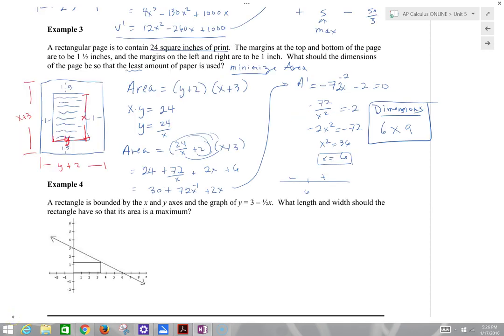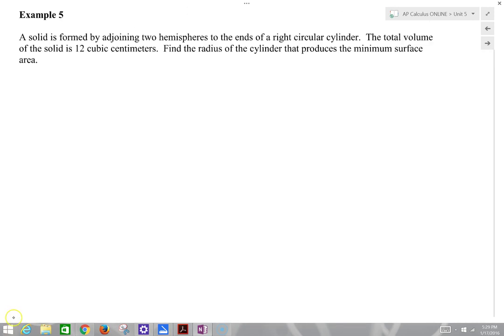Alright, you can see my picture. I added a little color so you can figure out there's a lot of things going on there. But I end up with the dimensions being 6 by 9. So I'm going to skip example 4. I'm going to give that to you guys to work out. And I'm going to go to example 5.